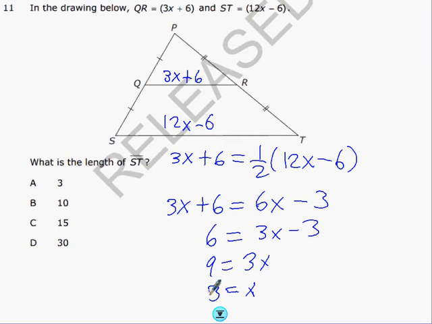What is the length of ST? They want us to put 3. They figured out x for us, but that's obviously not the answer. We want to find ST. So I'm going to plug it in. It's going to be 12 times 3 minus 6. 36 minus 6 is 30.